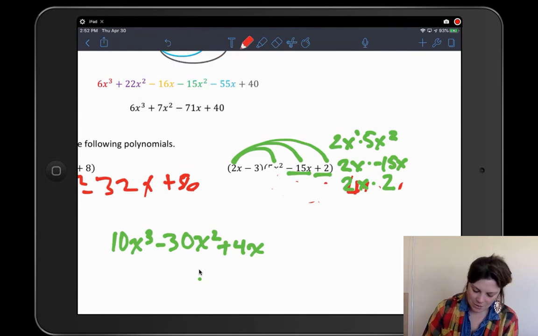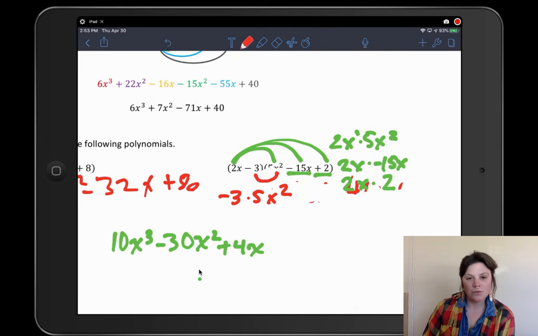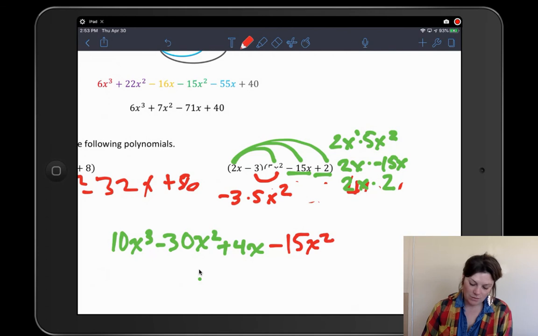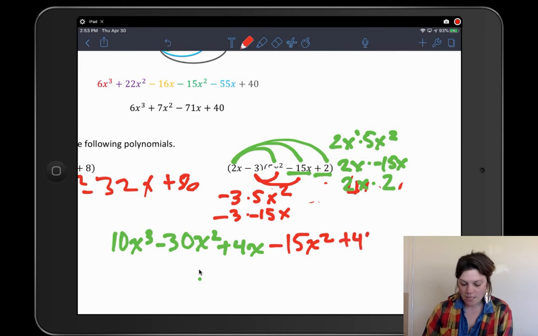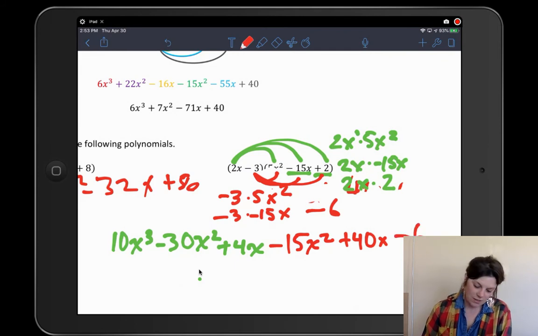Okay, so now we are going to do negative 3 times 5x squared. So let me write that down. Let's write it over here. Negative 3 times 5x squared. So that's negative 3 times 5 to get negative 15. And then there's no other x's than the x squared, so you just write x squared. Next one, negative 3 times negative 15x. So negative 3 times negative 15 is positive 45, and then there's no more x's, so you just rewrite the x. And then finally, we have negative 3 times positive 2. So that's the negative 6. So you just write negative 6 there.